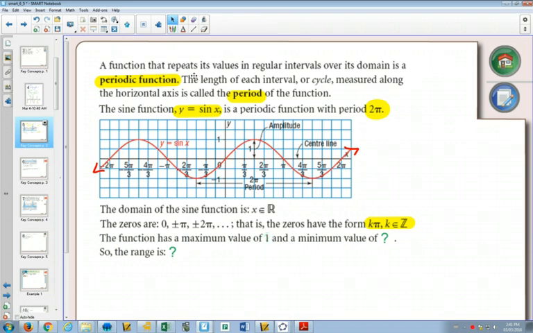It has a maximum value of 1 and a minimum value of negative 1, so the range goes from negative 1 to 1. You can also write this in interval notation with square brackets because it includes negative 1 and it includes 1.